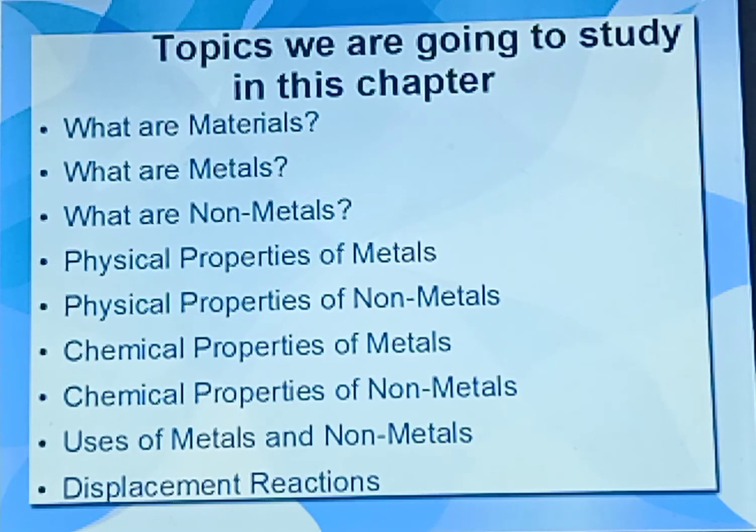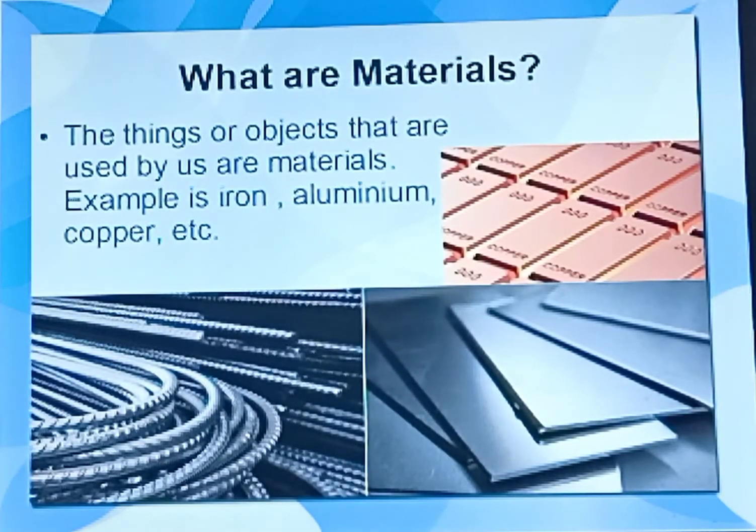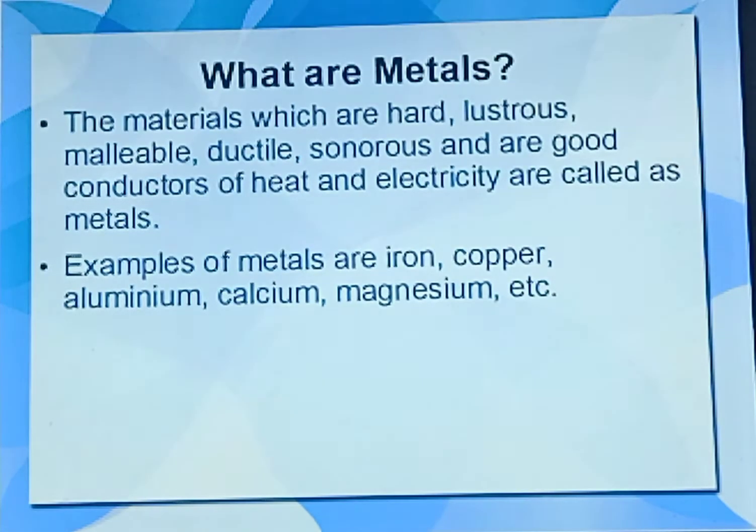So first of all, we're going to study what are materials. The things or objects that are used by us are materials. An example is iron. Here you can see the photo of iron, aluminium and copper. These are some of the examples of the materials that we use in our daily life.